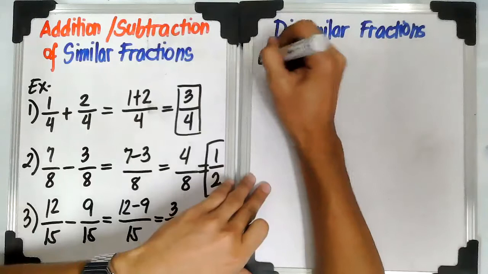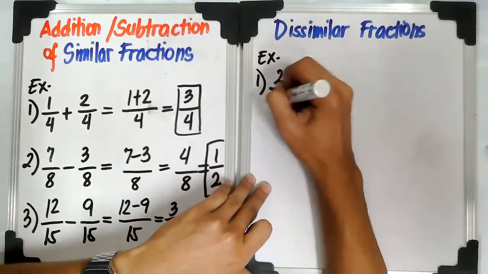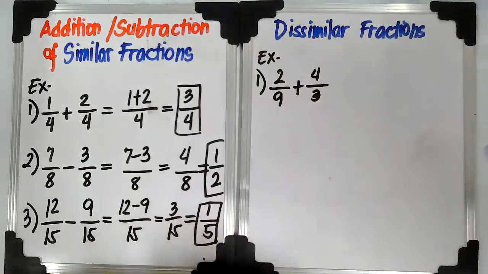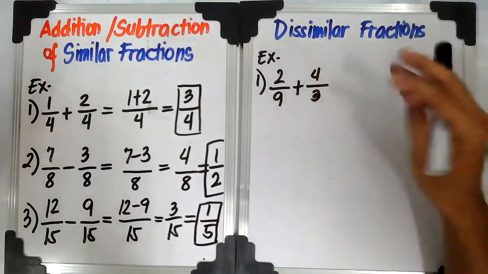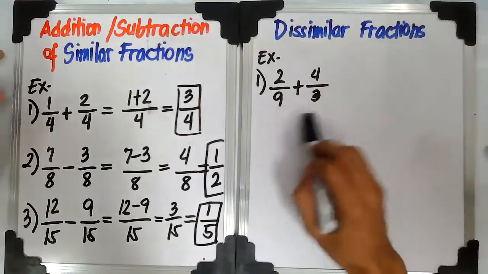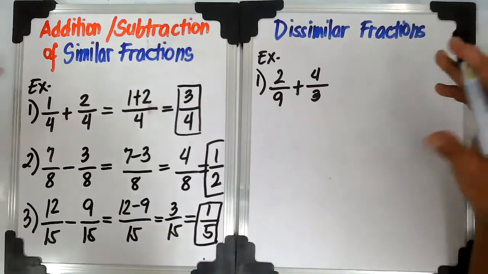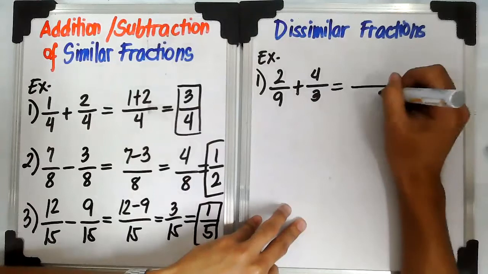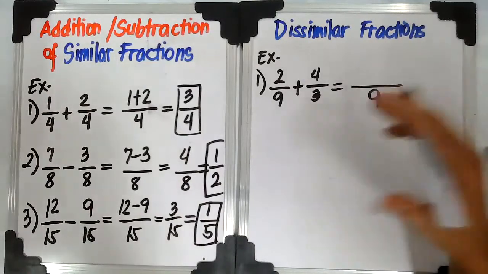Let's say, for example, we have number 1. We're going to add 2 over 9 plus 4 over 3. Since you have two different denominators here that you're going to add, you have to get their common denominator. And for you to get their common denominator, you have to use the concept of LCD. The LCD of these fractions is 9. So in order to add dissimilar fractions, you have to write these two in terms of a common denominator.